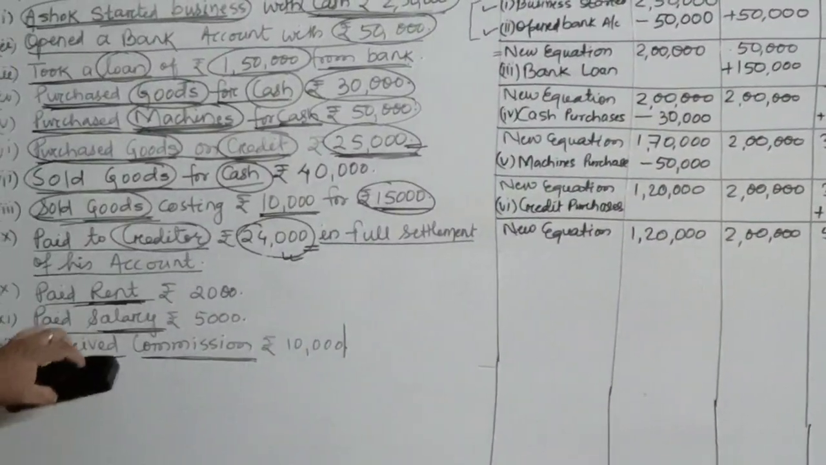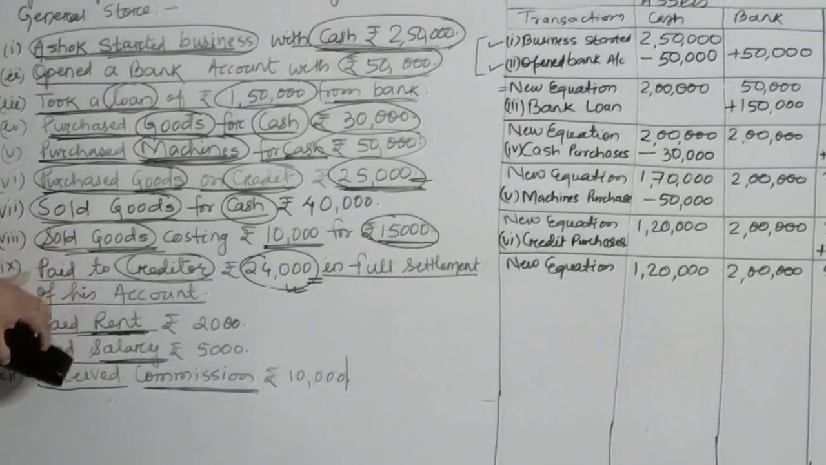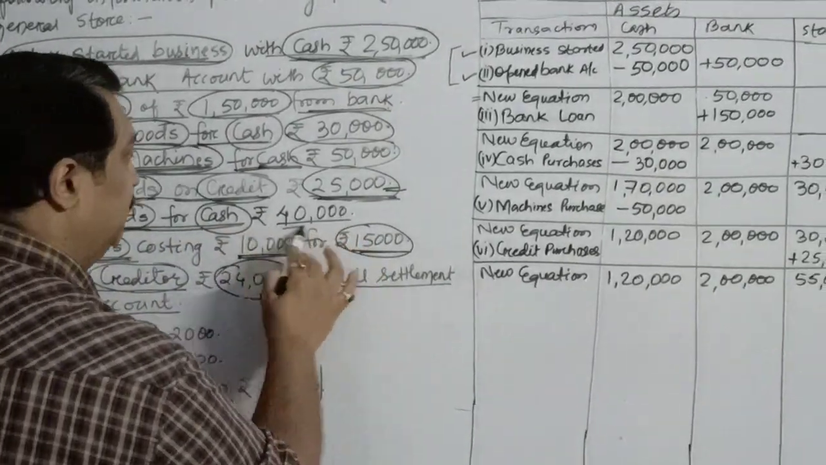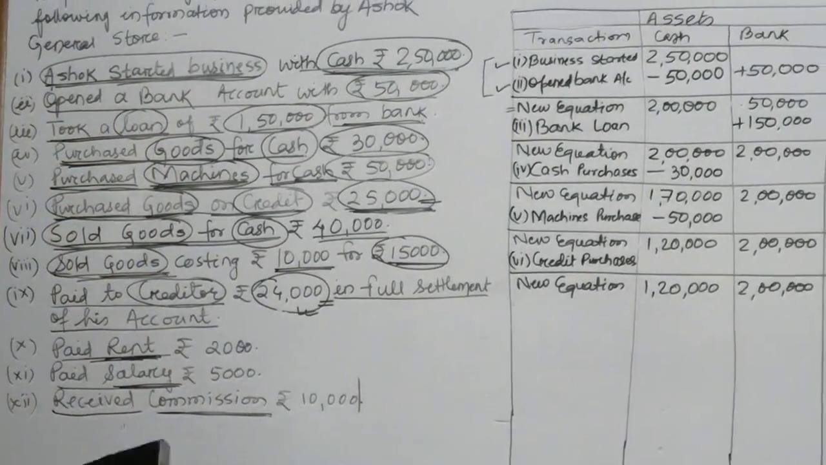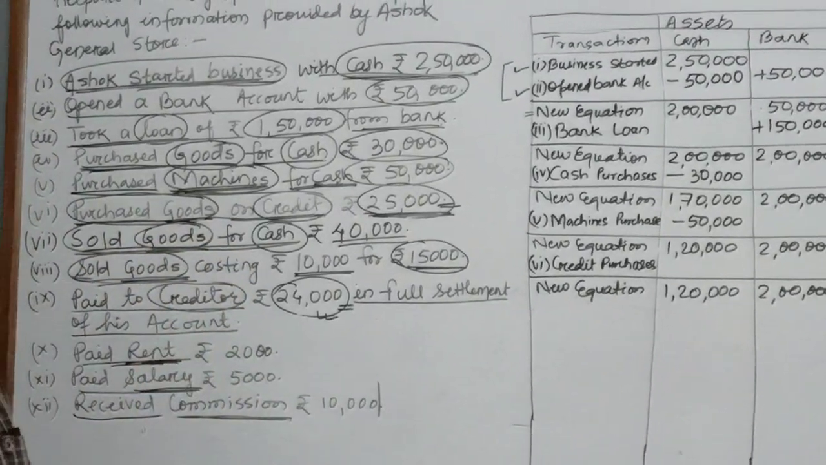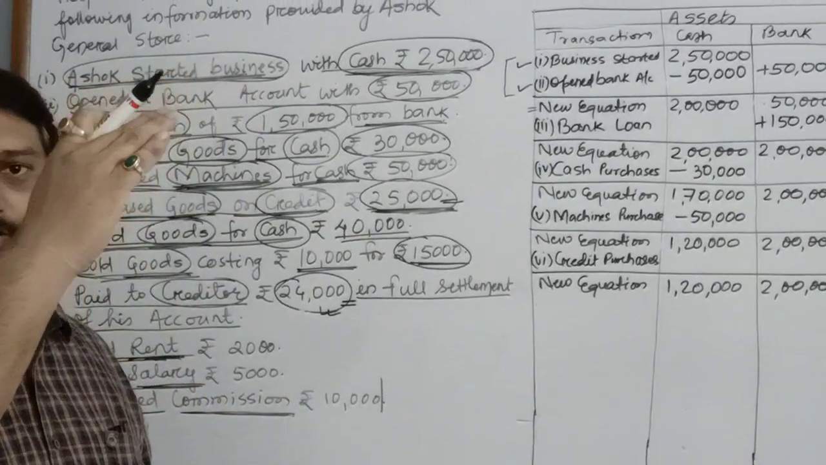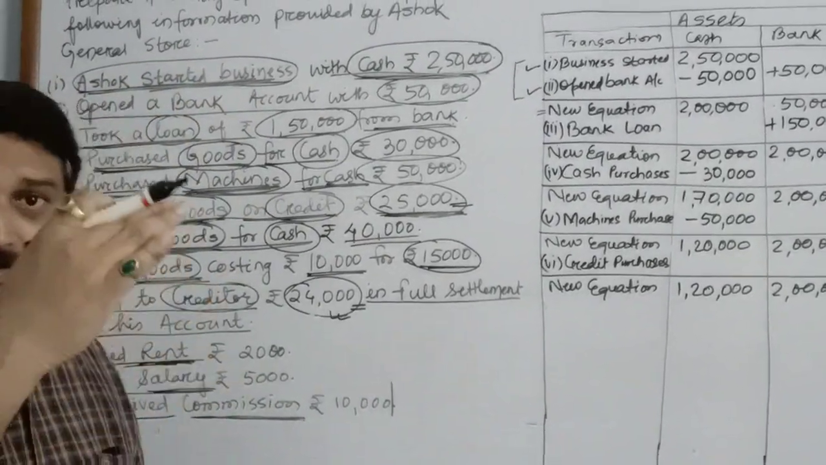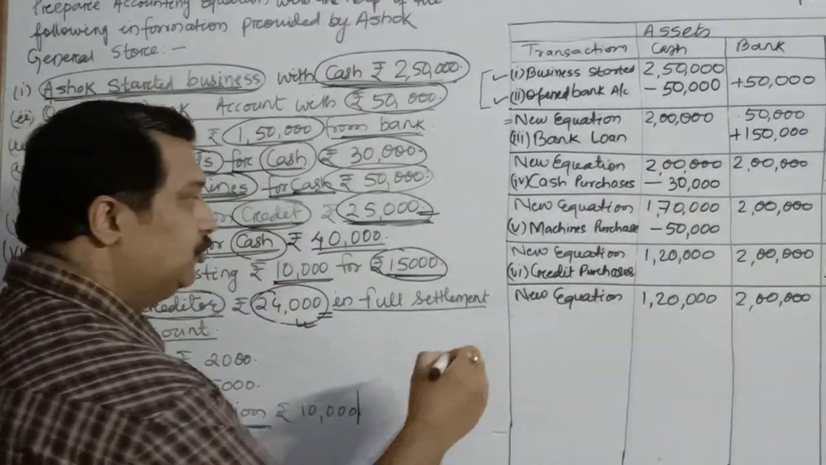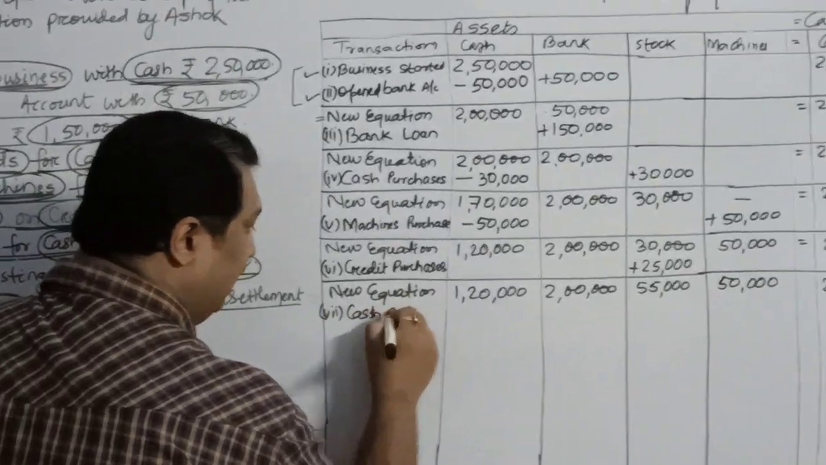Now, children, what is the next? You see over here, sold goods for cash, rupees 40,000. So when we sell goods, what will be affected? Goods means stock. We are selling stock, so my stock will decrease. And I am selling for cash. So for my next transaction, I will write cash sales.